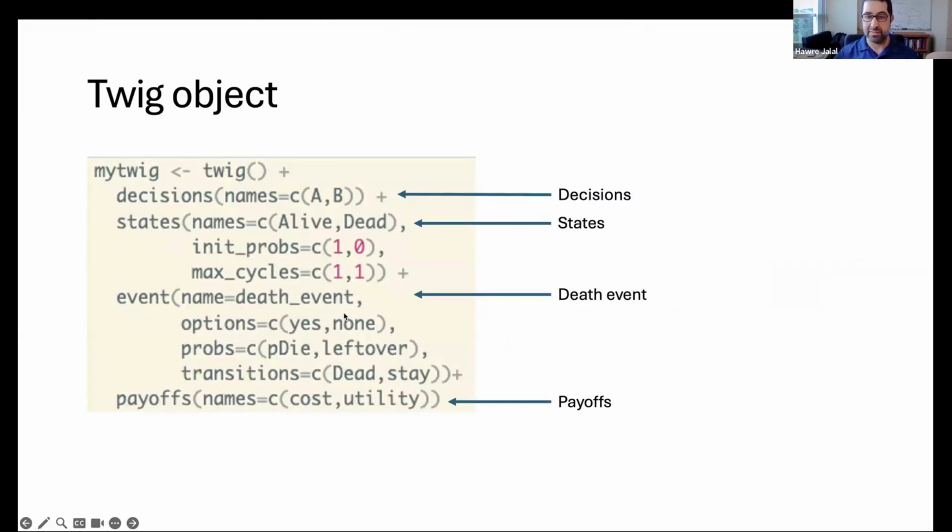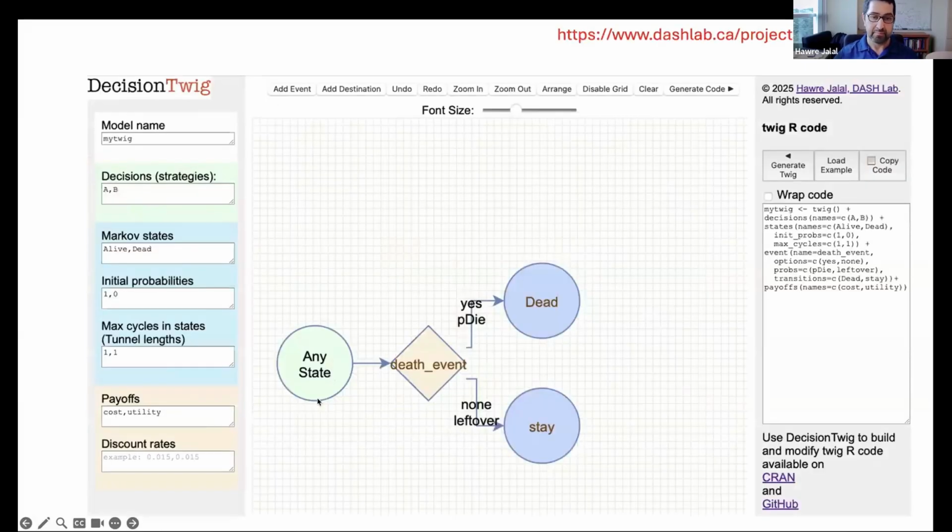And this could be multiple events, and I'll show you later. For example, a death event could be either a yes or none, with a probability of die, and leftover, and it transitions to what happens next, whether they go to the death state or they stay in their current state. And then you have the payoffs, which are cost and utility.